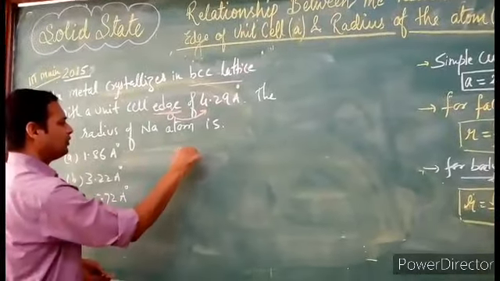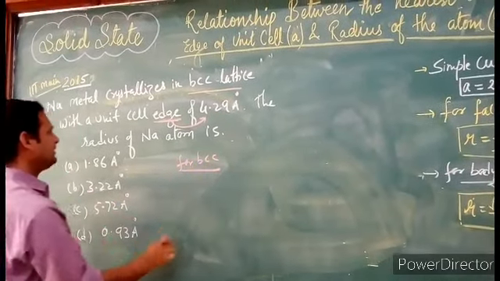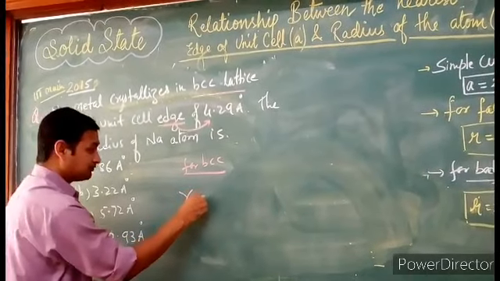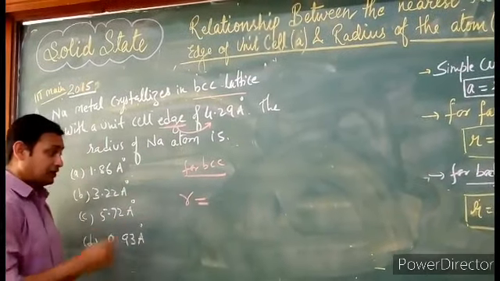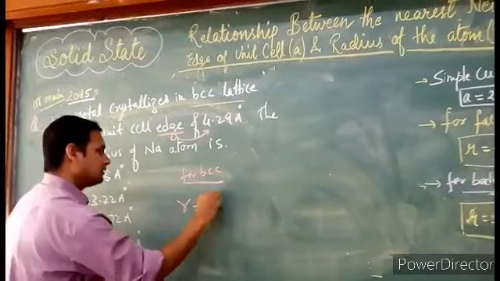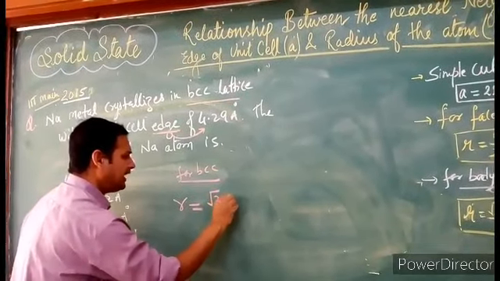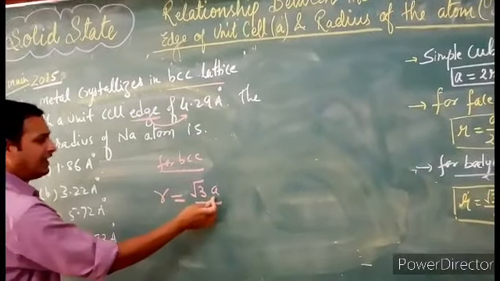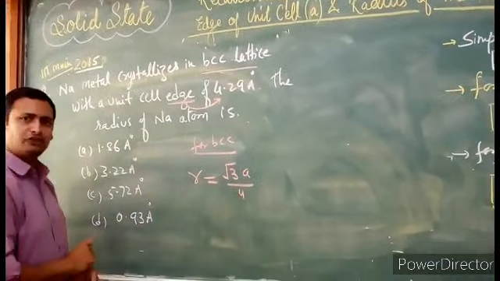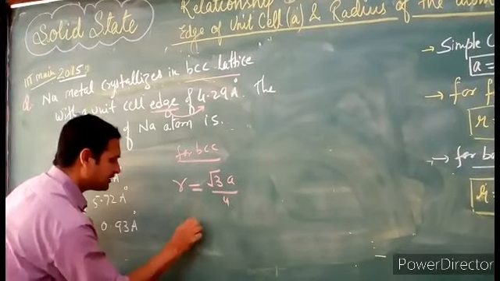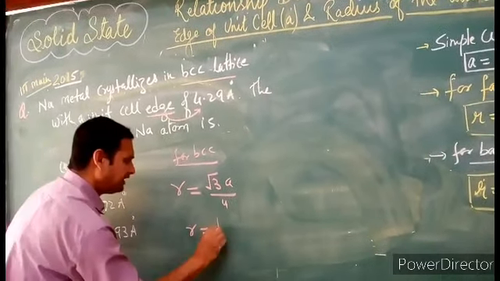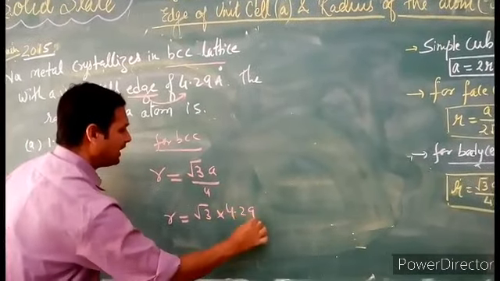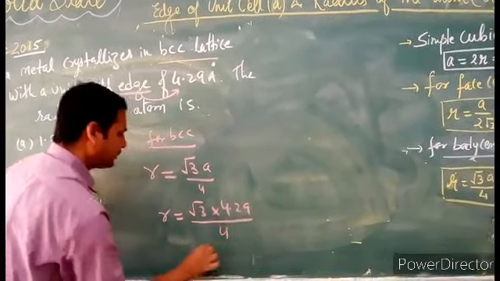For BCC, what is the relationship between radius and edge? You will have to memorize this. Radius of atom is root 3A by 4. This is the relationship between radius and edge of BCC unit cell. So radius is asked, so it will be root 3 into A, 4.29 Armstrong upon 4.